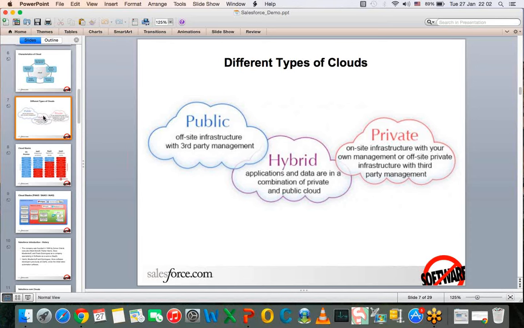The only headache with the private cloud is you have to maintain your own infrastructure, along with the network and other stuff. But when it goes to public cloud, you need not worry about this infrastructure. Somebody would maintain it and you just use the service.